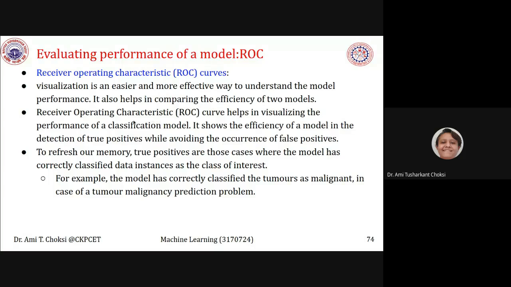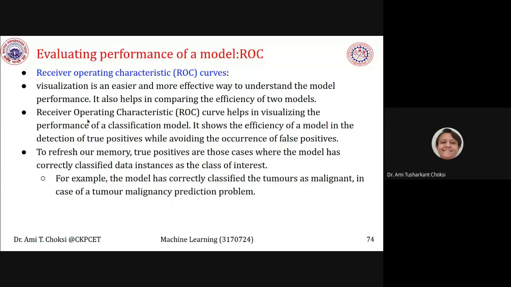Visualization is an easier and more effective way to understand the model performance. It is obvious that if you can visualize, you can understand it well. It also helps in comparing the efficiency of two models. Obviously, if we are having two curves, we can see which one is performing better.